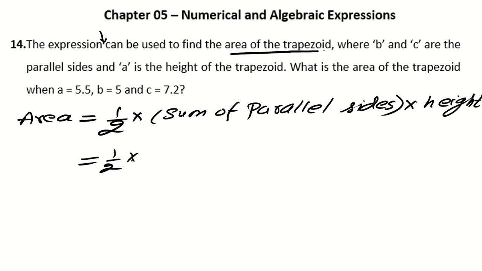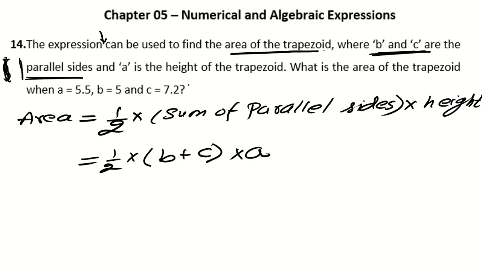So 1 over 2 times the sum of the parallel sides. You see, they are writing B and C are the parallel sides. What do you mean by parallel sides? Parallel lines are lines which do not meet each other. So B plus C times what is height? Height is A. It is written here that A is the height. Now just put the values. A is 5.5, B is 5, C is 7.2.